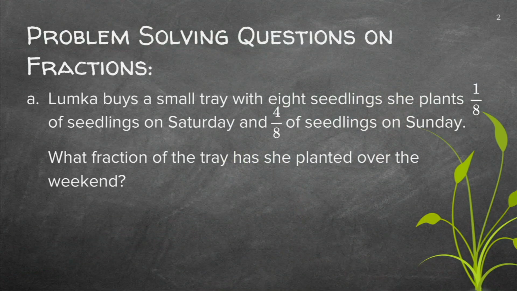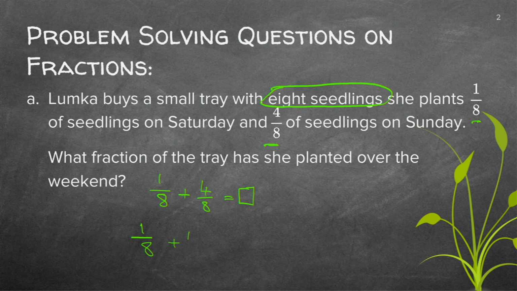Lumka buys a small tray with 8 seedlings. So immediately I know whatever she's got, she divided in 8 equal parts. She plants 1/8 of seedlings on Saturday and 4/8 of seedlings on Sunday. What fraction of the tray has she planted over the weekend? Now, first of all, I have to write a number sentence. So it is 1/8 plus 4/8 equal to something. And now I can do my calculation.